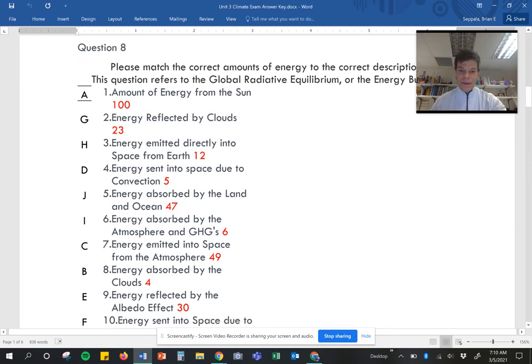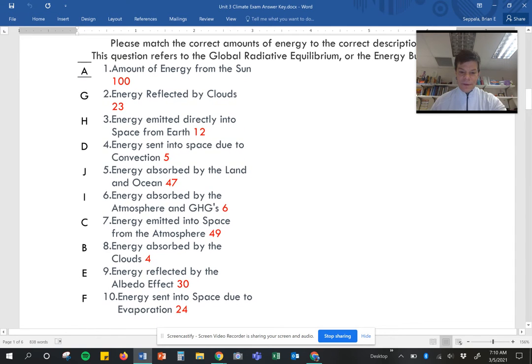Number eight was a big one. Okay, this was directly from your global energy budget diagram. The one that I think gave people a lot of trouble was number nine, energy reflected by the albedo effect. The albedo effect is anything that is light colored is going to reflect energy. Ice, mountaintops, glaciers, and clouds are white. So that answer would be 30.